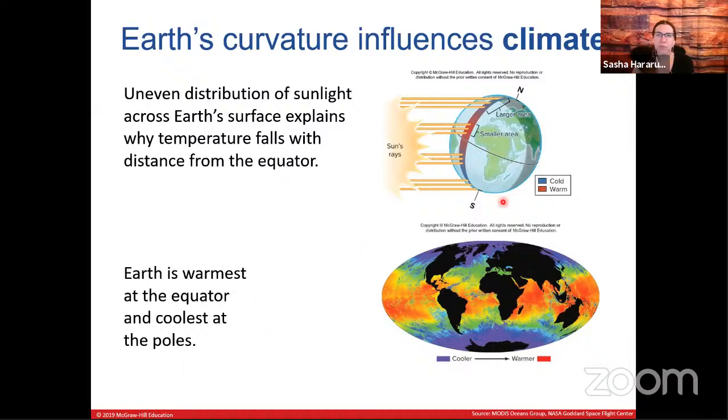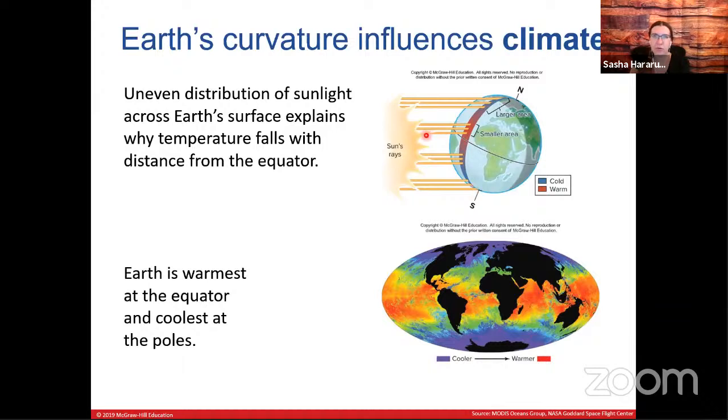First thing that shapes the climate is basically Earth's curvature. Earth has an ellipsoid shape. It's shown as round here, but it's not round. So imagine that the Earth would be smushed at the North and South Pole, smushed vertically. This is actually a better shape representation than this. So, uneven distribution of sunlight across Earth's surface explains why temperature falls with distance from the equator. At the equator, right in the middle of Earth, the sun rays hit the Earth more directly than at the poles.